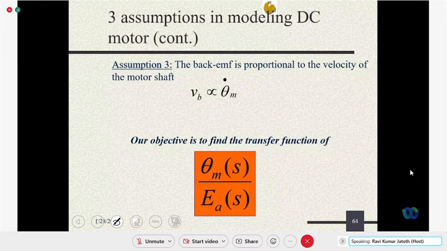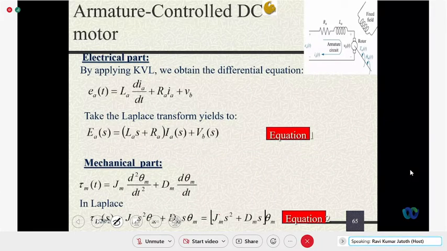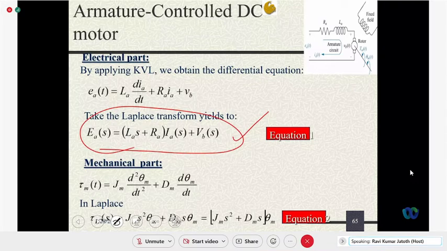Another assumption is the back EMF is proportional to the velocity of the motor shaft. Now what we want is an objective function, angular displacement by armature voltage. So EB of t is equal to LA dIA by dt plus RA IA plus VB. Now, cause and effect: armature voltage is input, armature current is output. If you write it as a ratio, how can it be written? This point is clear, right? Yes, sir.